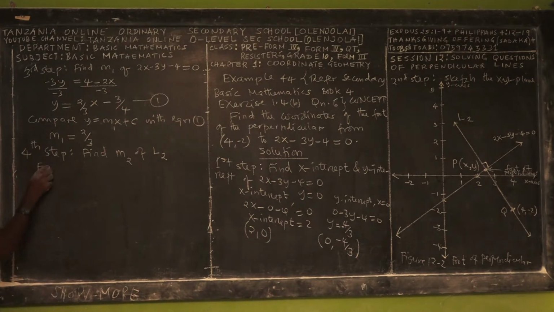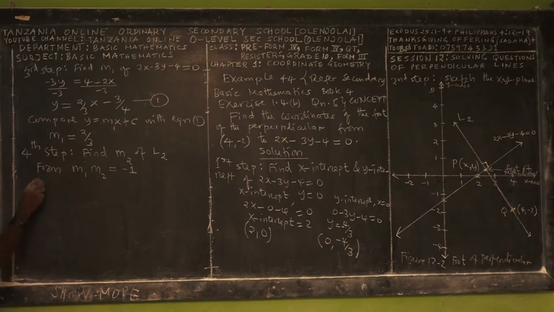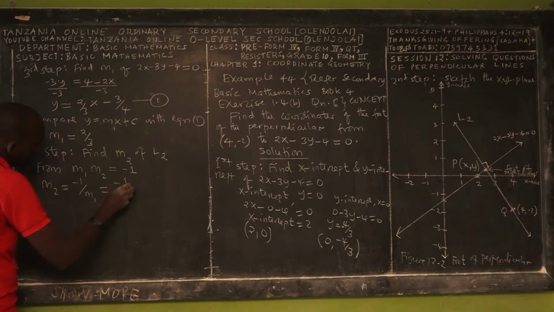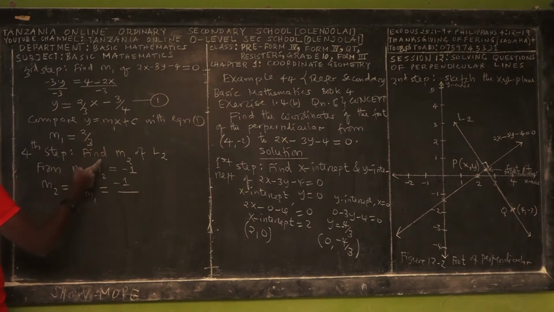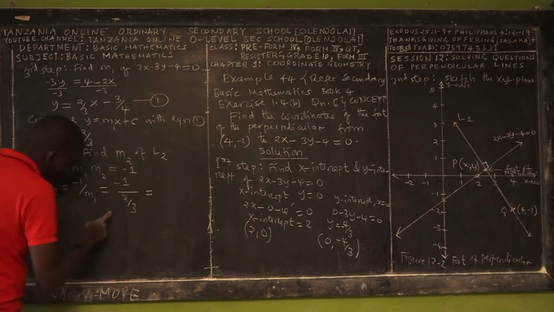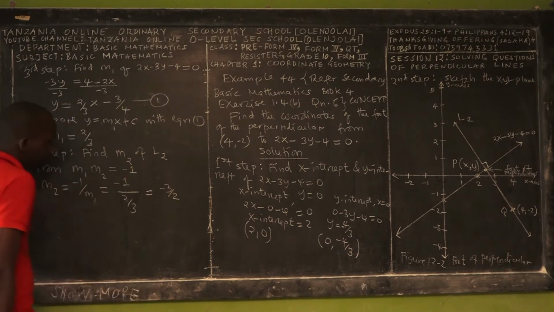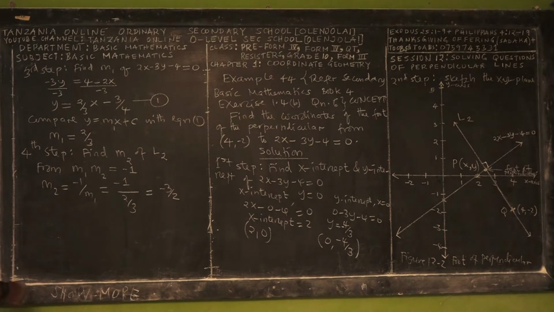So we say that the product of the two slopes is equal to -1. To find m2, m2 is equal to -1 over m1. So this is -1. What is m1? m1 is 2 over 3. So -1 divided by 2 over 3 is equal to -3 over 2. So now we know the gradient of the perpendicular line.